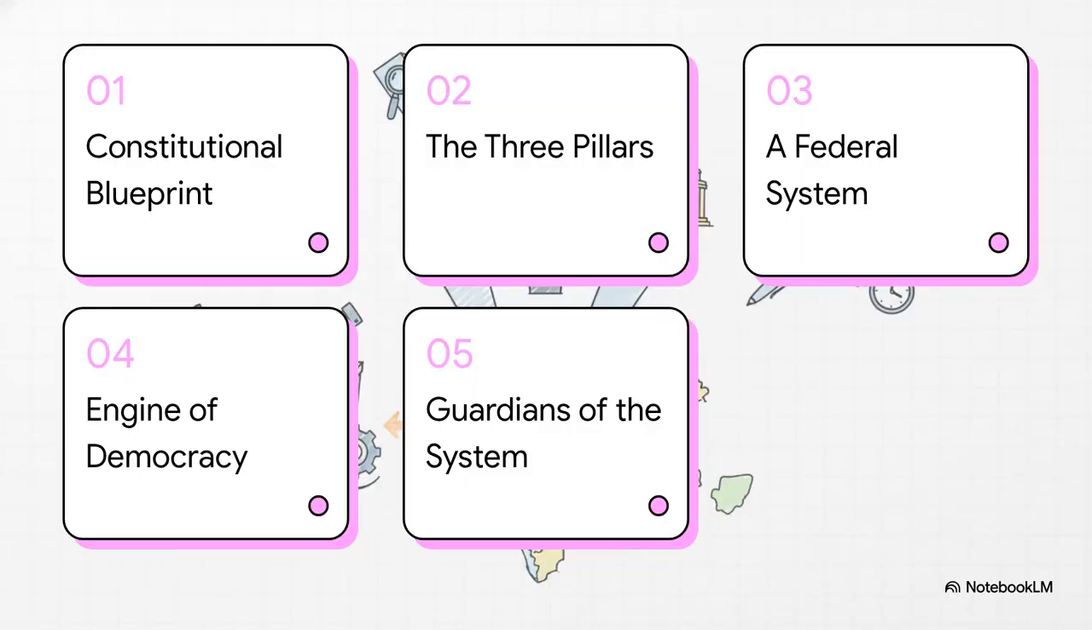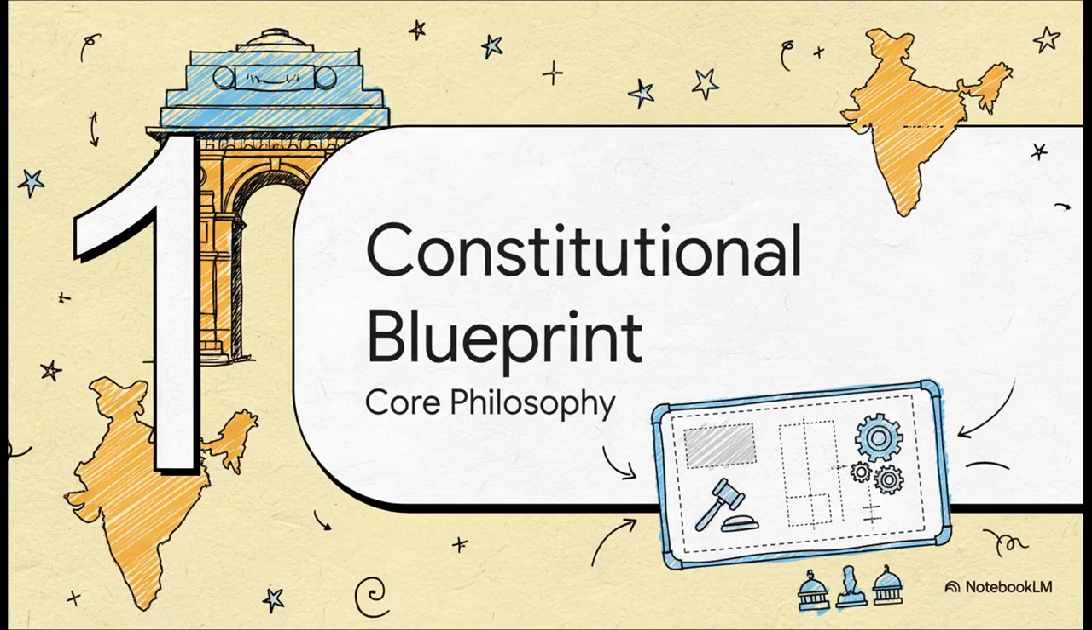All right, so in this explainer, we're going to break that blueprint right down. We'll look at its core philosophy, then the three main pillars of power, how power is shared in the federal system, the engine that drives the democracy, and finally, the guardians who make sure the whole thing keeps running smoothly. Okay, so let's jump into our first section, the blueprint itself. What are the core ideas, the philosophy that's the bedrock for every single law and institution in India?